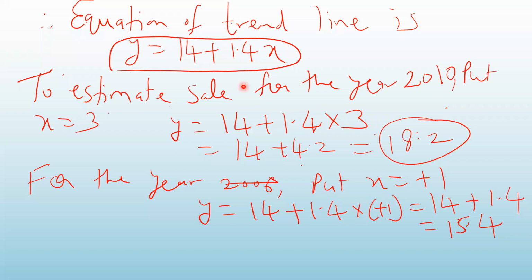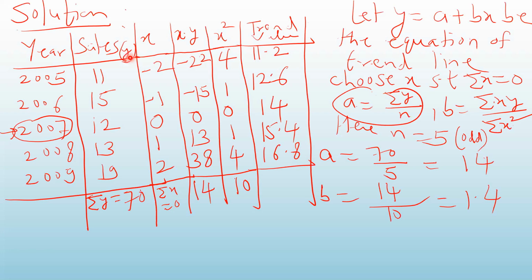If it is asked to you to find out for each year, like in this problem, then for 2005, put x equal to -2. For 2006, put x equal to -1, and so on. So you will get the trend values. Then you can write down the trend values in the prepared column.